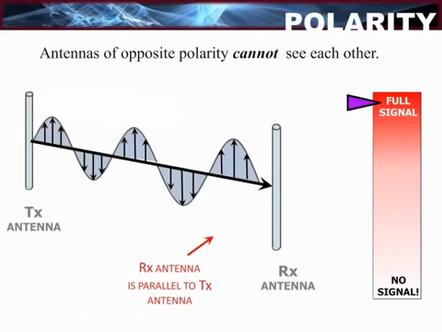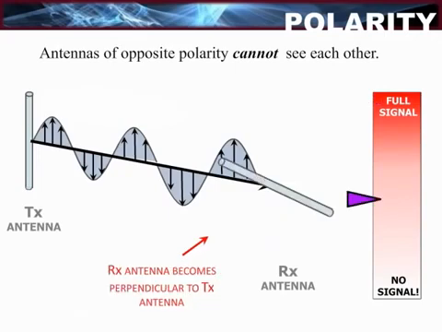In this situation, both the transmitting and receiving antenna are vertical. This results in receiving a full signal strength. As the receiving antenna is tilted sideways, the vertical electric field wave cannot influence the electrons inside the receiving antenna as much as when it was vertical. This results in a decrease of received signal.